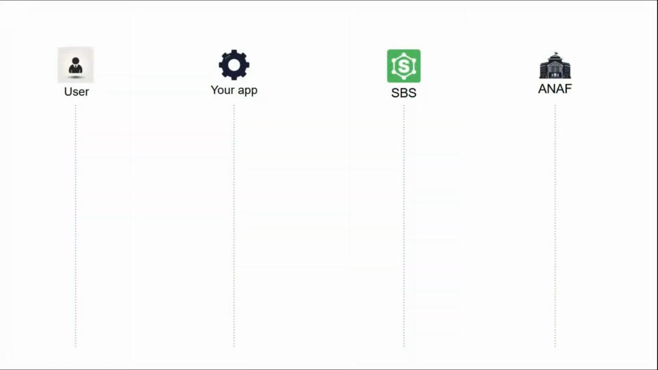To use e-Factura, your application will exchange real-time data with the Romanian National Agency for Fiscal Administration, ANAF. For that purpose, it will require OAuth 2.0 authorization with ANAF. Let's see how this process works. The user clicks a button in your application, for example, Authorize. Your application calls the Generate Authorization Request method of the SBS API.